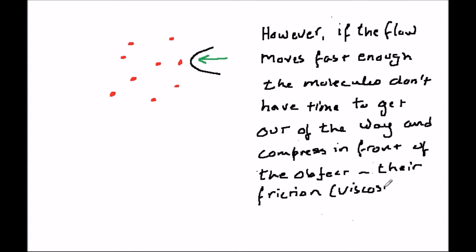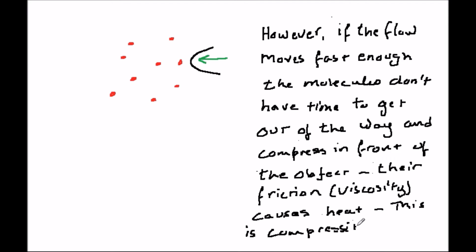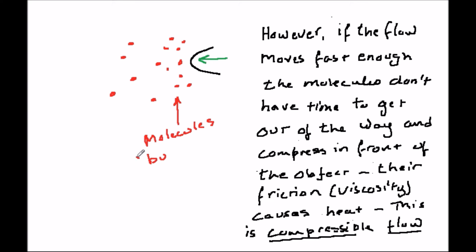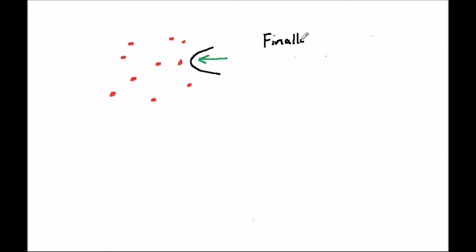The squashing of the molecules and the friction between them with viscosity causes the flow to heat up, and so we must take heat into account when we're developing equations for this type of flow. This flow between about 1/3 of the speed of sound and the speed of sound is called compressible flow.